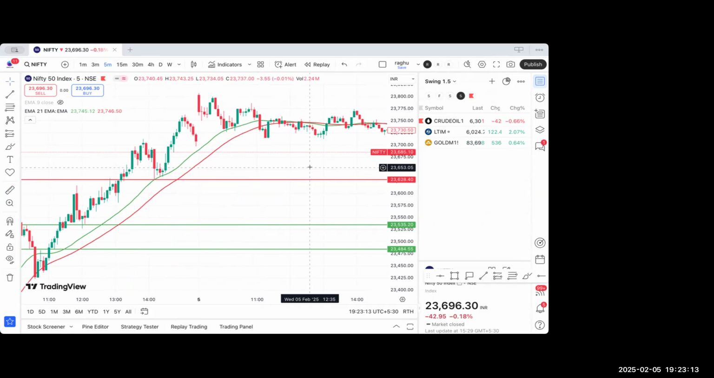Yes, in CPR also EMA is there. No, in CPR, EMA you can also use. I will come to that point. A very good question. Now, this is only for the CPR. Once you add more indicators, you will get confused.